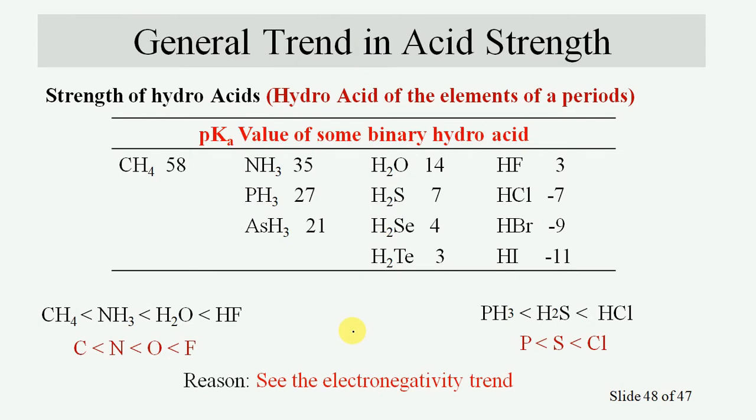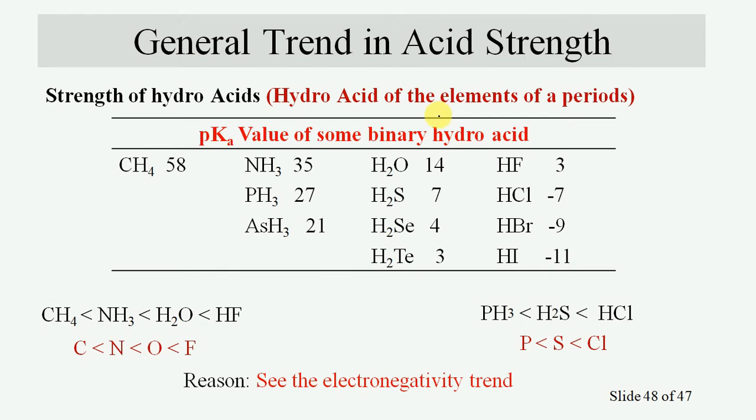General trend in acid strength. We have learned about different concepts of acids and bases. Our next important question is how acidity and basicity depend upon the nature of the compound. So let us start with the strength of hydroacids. First of all, we can consider the hydroacids of elements of a period.